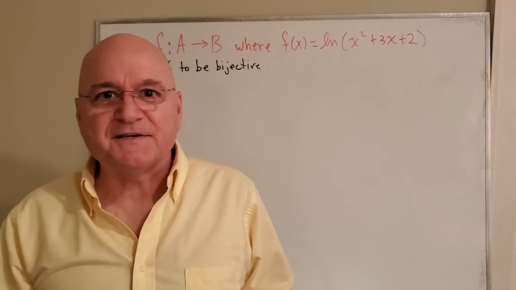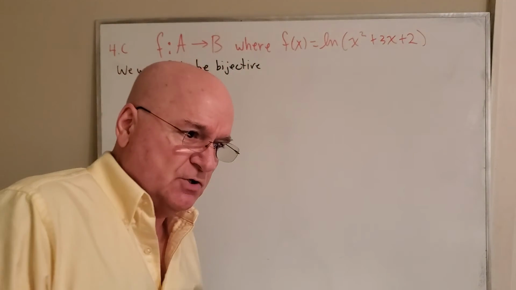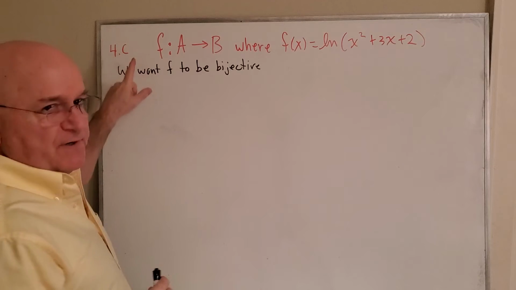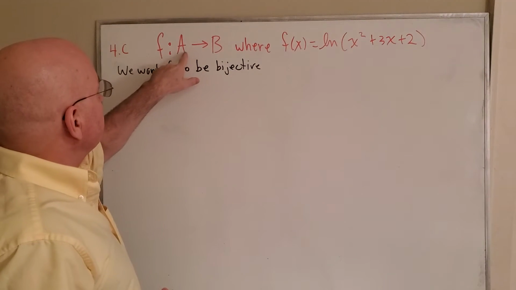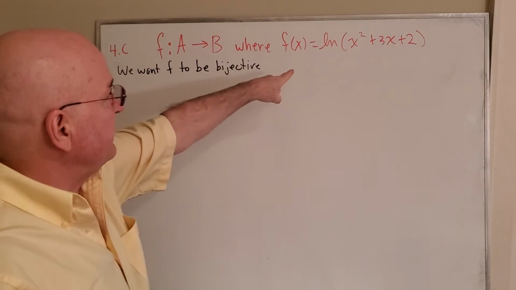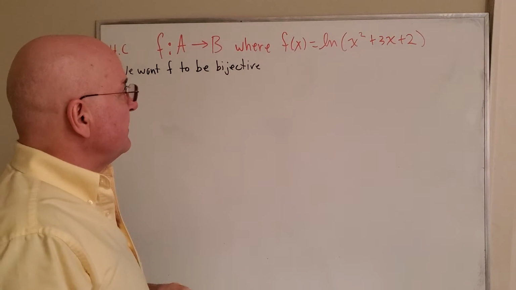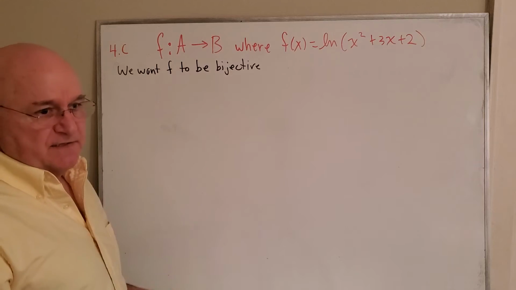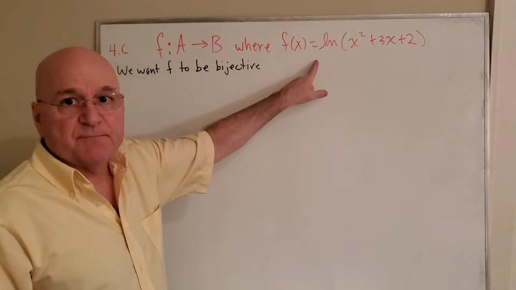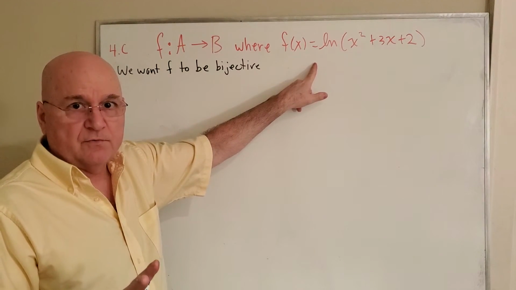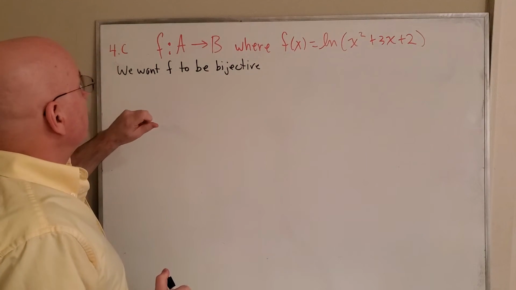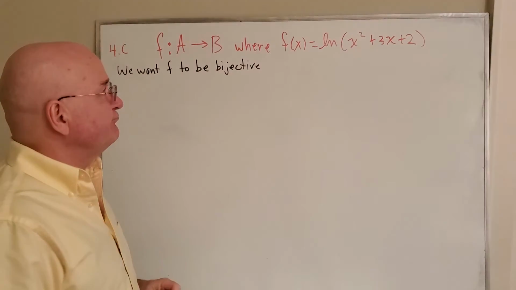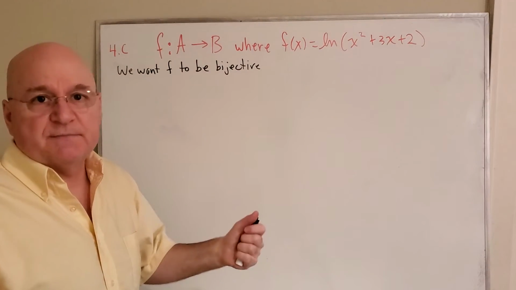Okay, I'm going to try to wing together this example. Well, actually, it's your homework problem. 4.c. F goes from A into B, and it's defined by the natural log of x squared plus 3x plus 2. We want f to be bijective. This is not a bijective function right now, but we're going to restrict A and B in such a way that will force it to be bijective.